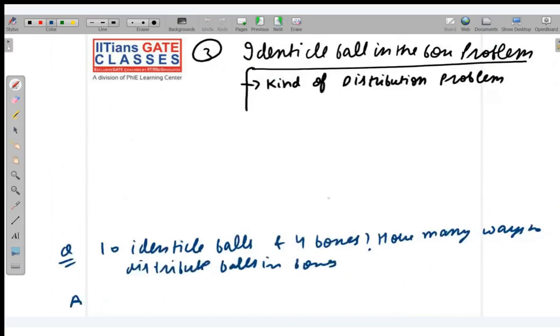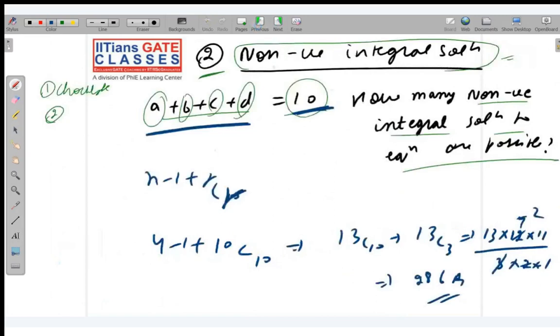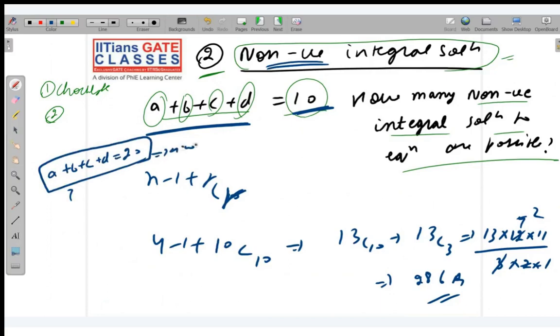Okay, so the next is the identical ball in the box problem. That is the third category of problem. I think I should not give you other questions, you have got it now. We can take questions like a plus b plus c plus d is equal to 20, how many non-negative integral solutions. You can do it in homework also. These are very simple scenarios, and I have explained one problem, so I think you can solve any such problems.